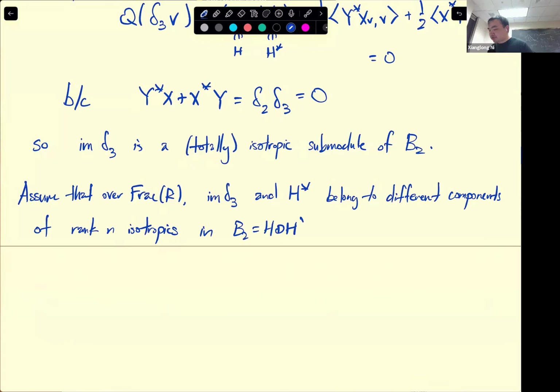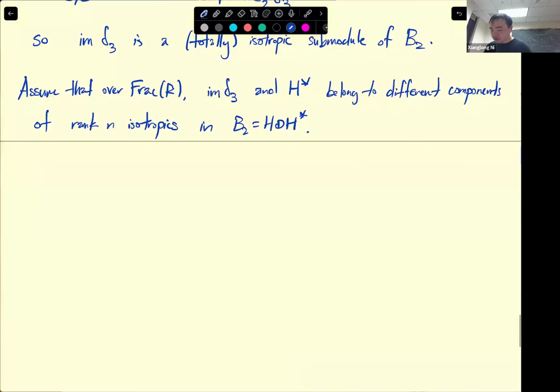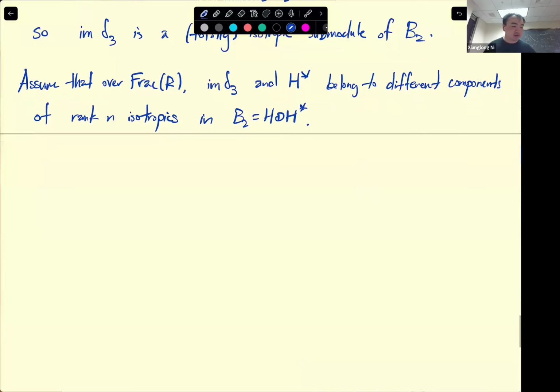Right, so the moduli of rank n isotropics actually has two connected components, and what I'm assuming here is that these two isotropics belong to separate components. They don't belong to the same component. And this is not a serious restriction. If this isn't true, then all you have to do is exchange one basis element of H with its dual basis element from H dual, and then the condition will be met. So you shouldn't worry so much about this condition. It's just a technical condition.